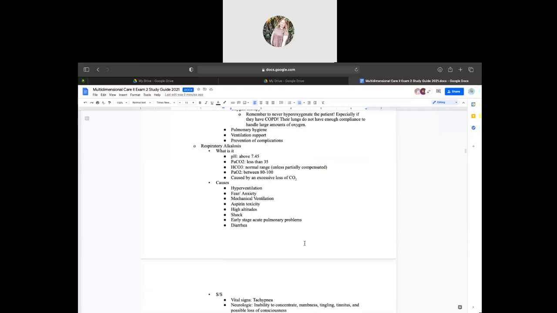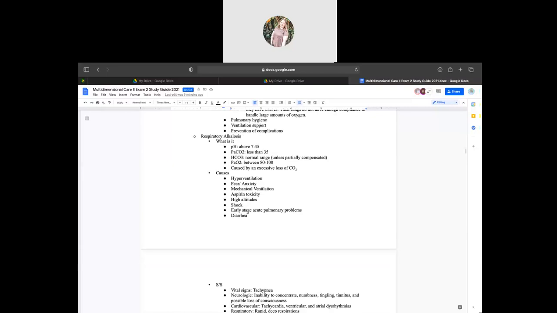Next, we have respiratory alkalosis. So how this may look is the pH may be above 7.45. The PaCO2 will be less than 35, meaning they're not holding on to a lot of CO2, but they're releasing too much. Their bicarb may be in a normal range unless there's compensation occurring. Their PaO2 may be between 80 to 100 or even above 100. And respiratory alkalosis is because there's a loss of CO2, usually from hyperventilation. So they're breathing too fast.